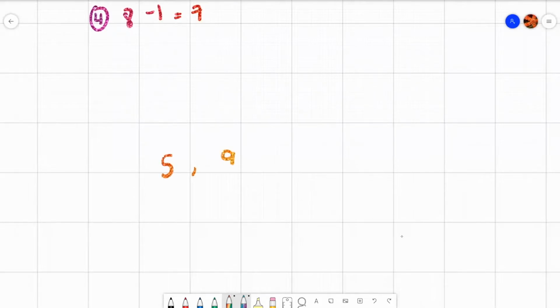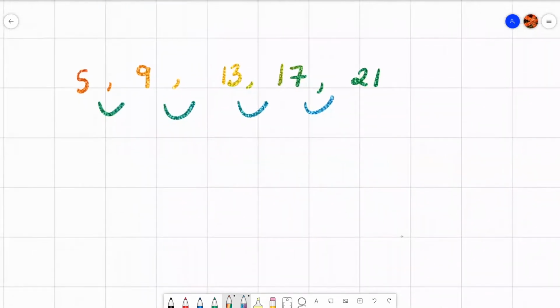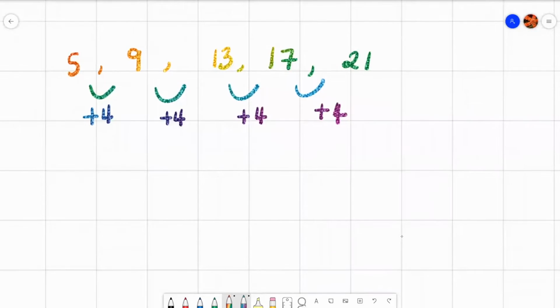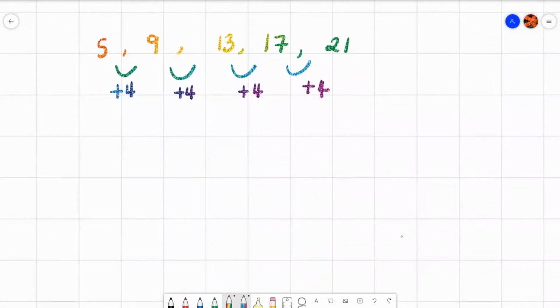5, 9, 13, 17, 21. Okay, how do I get from each term? I'm adding 4 each time, aren't I? That's add 4, add 4, add 4, and add 4. Okay, so if I'm adding 4 each time, it's the 4n sequence. That means the 4 times table. However, those numbers there aren't the 4 times table, are they? So what you could do, let's do it a slightly different way, okay?